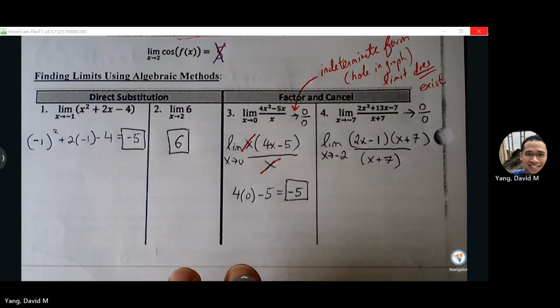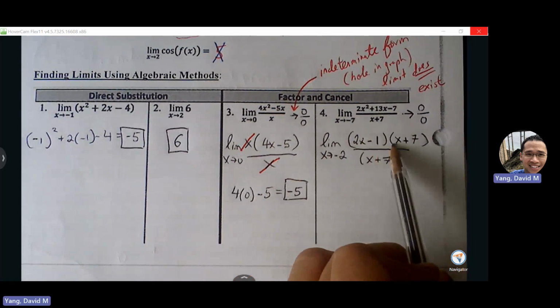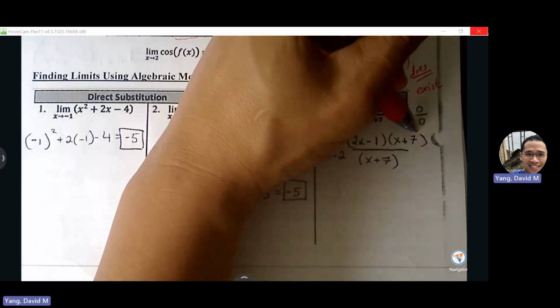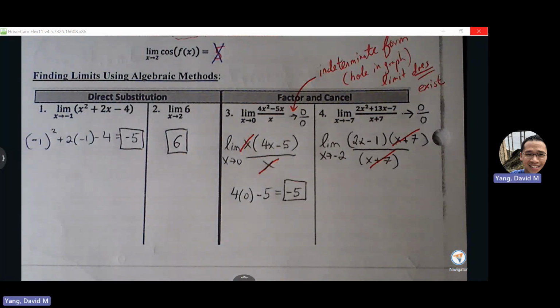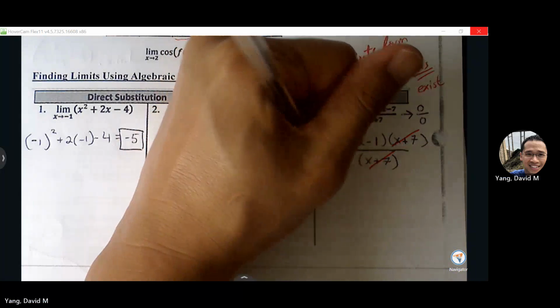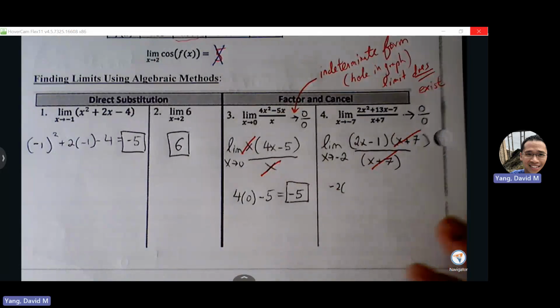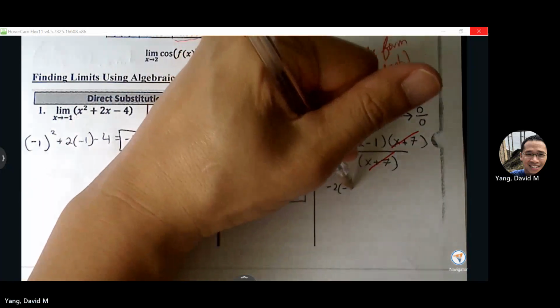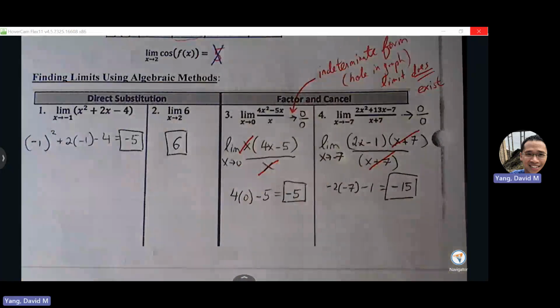Trinomial factoring: multiplies to be -7. So I have the middle terms here, 14x minus 1x is 13x. So there's my culprit, x plus 7. This is what's causing that 0/0. Let's remove it. Reevaluate. Sorry, approaching -7, not -2, my bad. So there's my limit.